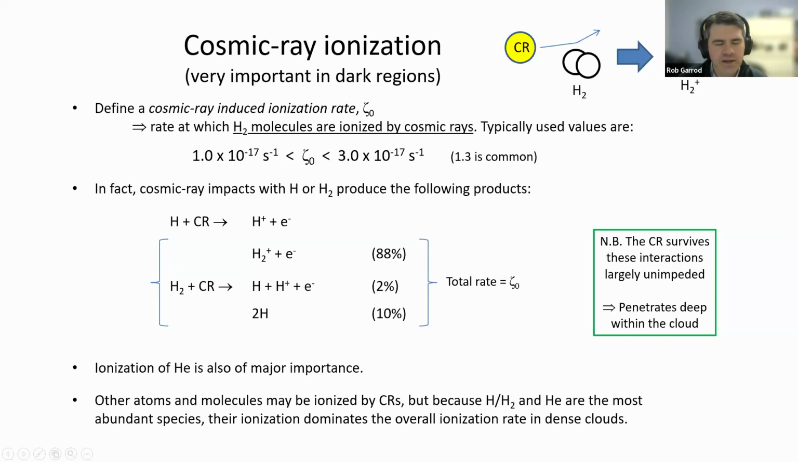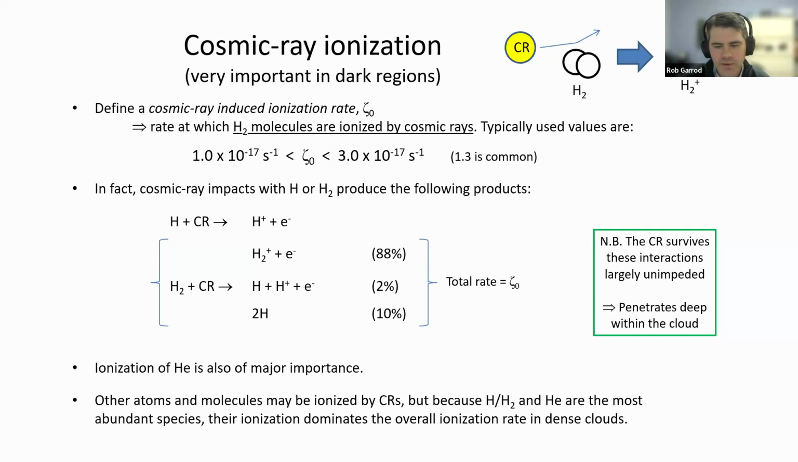All right, so I should say ionization of helium is also a major source of ions, but in dark clouds, it is this production of H2 plus that is our main source of ionization, as well as the main source of electrons. We can ionize other atoms and molecules with cosmic rays, but because hydrogen is still the most abundant thing there, it's the ionization of hydrogen that is going to dominate in producing the ionization in interstellar clouds.